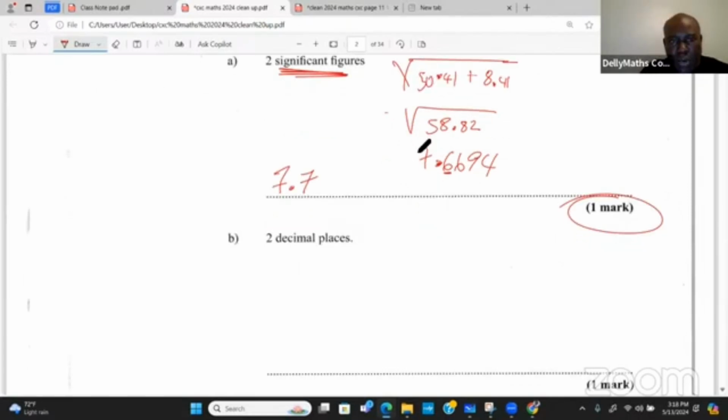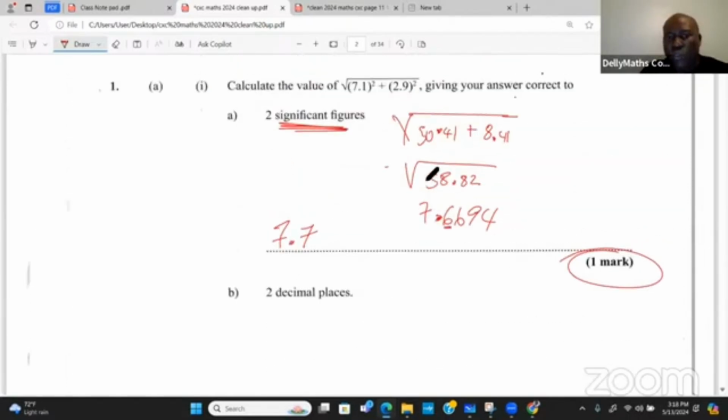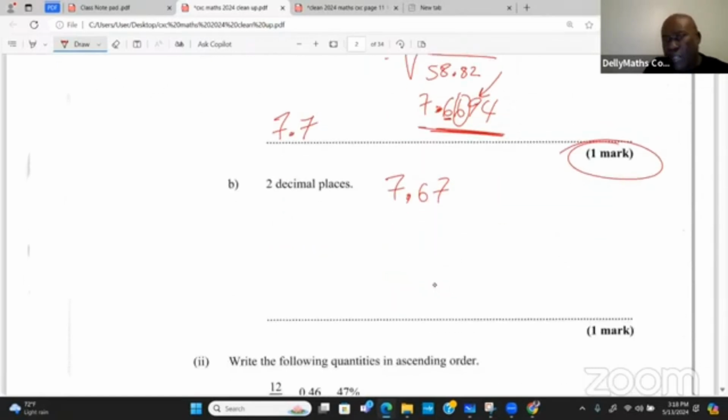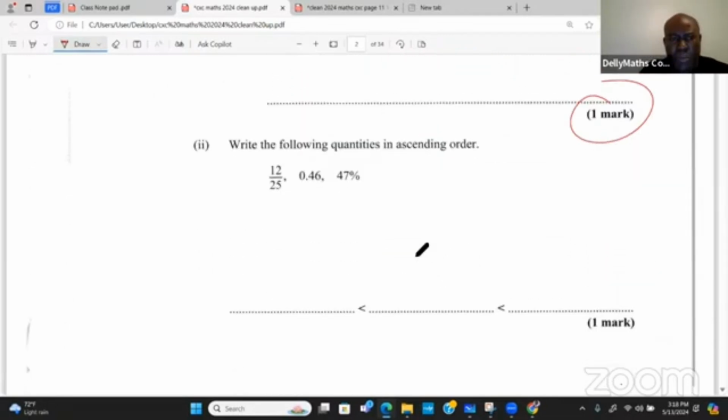All right. Second question, we're going to put this to 2 decimal places, the same response. So to 2 decimal places, I'm focusing on this, and then I look here. So I'm going to round up to 7.67. All right, very straightforward. So those are easy marks that everybody should be picking up.